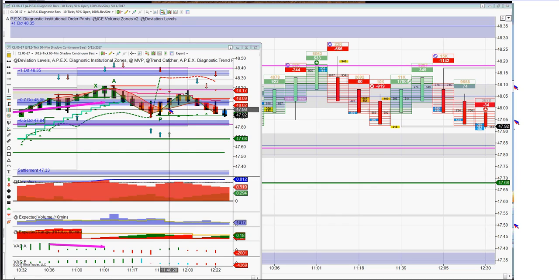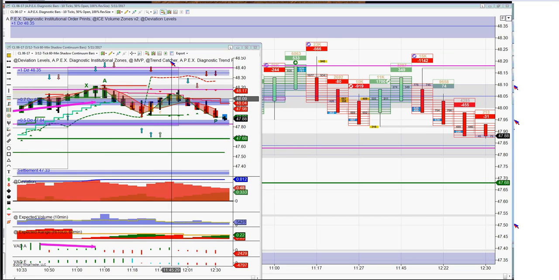I can tell you one thing I don't like about the Apex entry: my VAT is short, and I'm getting chop bars. Notice how they're all orange, orange, orange, orange. My VAT's going short. That doesn't make me feel real good about that Apex entry. You see what I'm talking about? Once we broke that thing, it's like, bam, right through it.